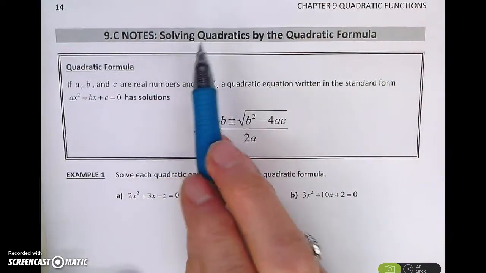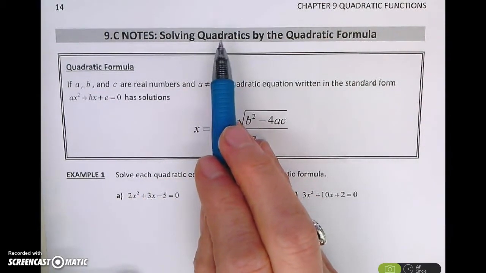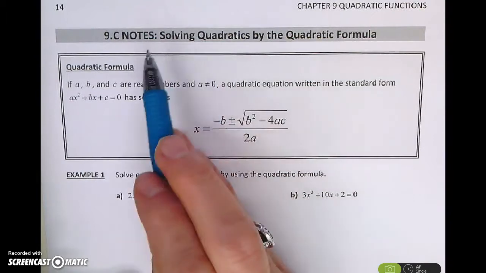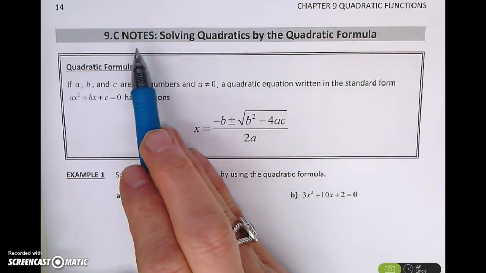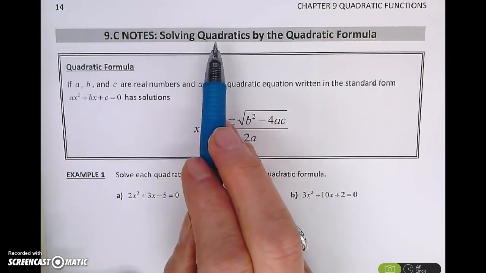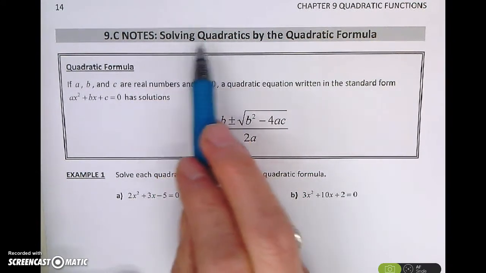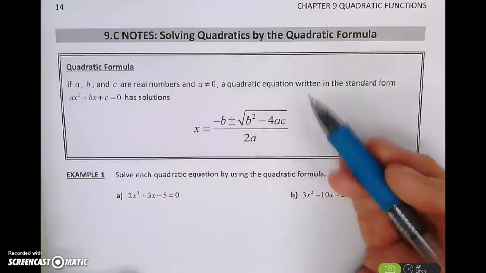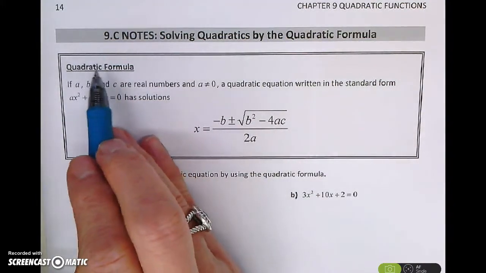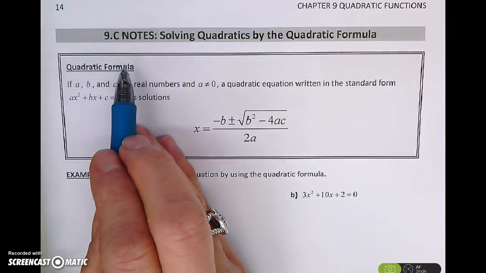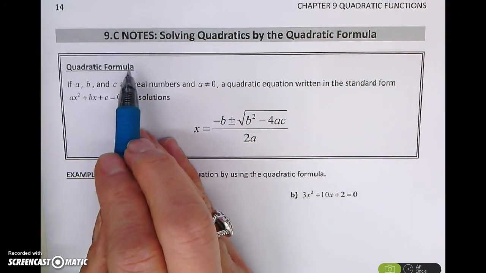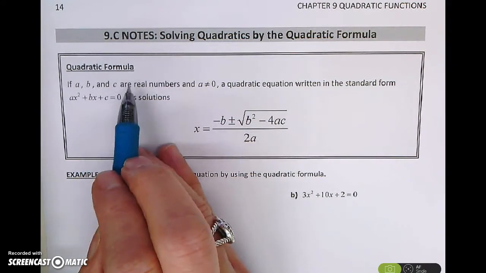So we have previously learned how to solve quadratics two different ways: one by factoring, and the second by the square root property. And you might realize that not everything can be solved with those two different methods. So we're going to have a third method that we're going to learn, called the quadratic formula, that will actually work for all quadratic equations.